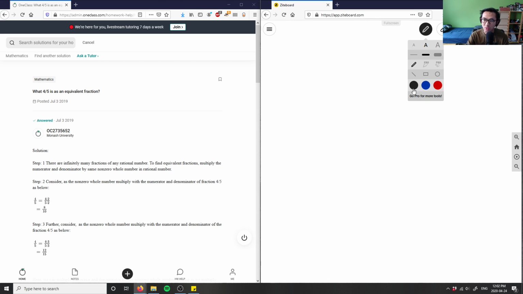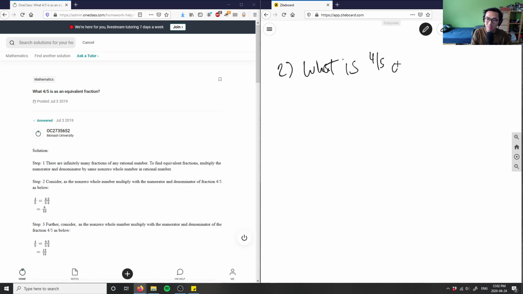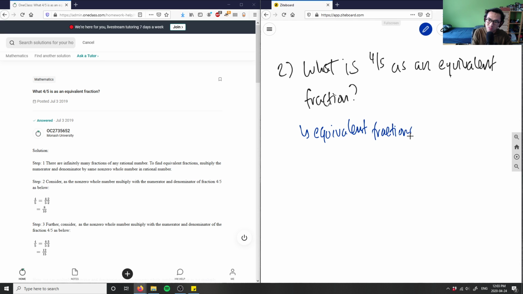So let's move on to question 2. This is asking us, what is 4/5 as an equivalent fraction? So when we talk about this concept of equivalent fractions, what are equivalent fractions? Take a moment to think about this question. What are some equivalent fractions?